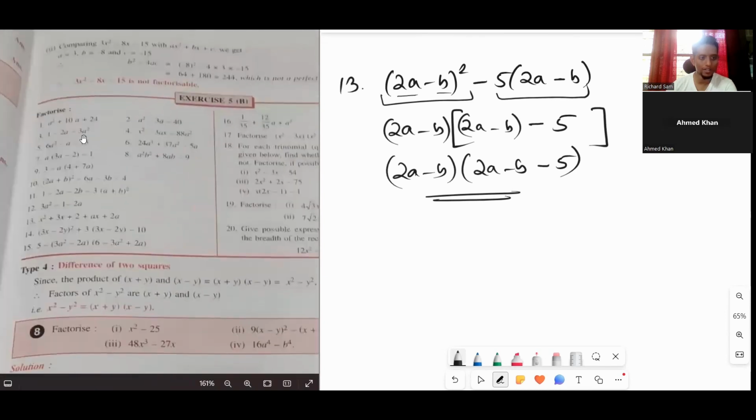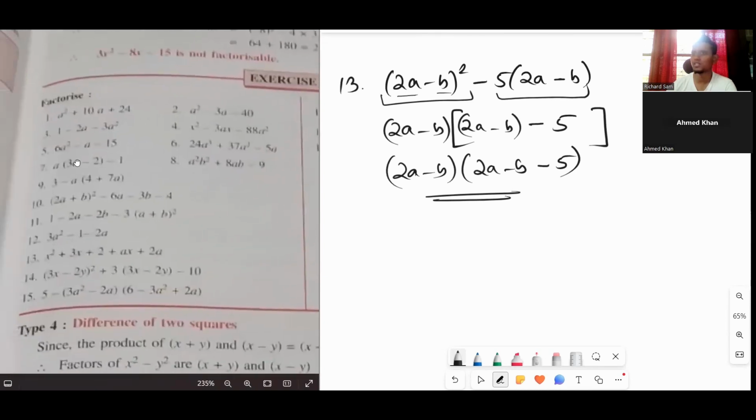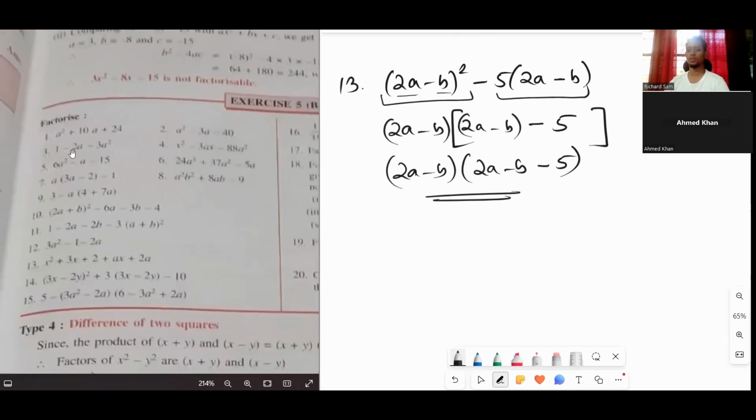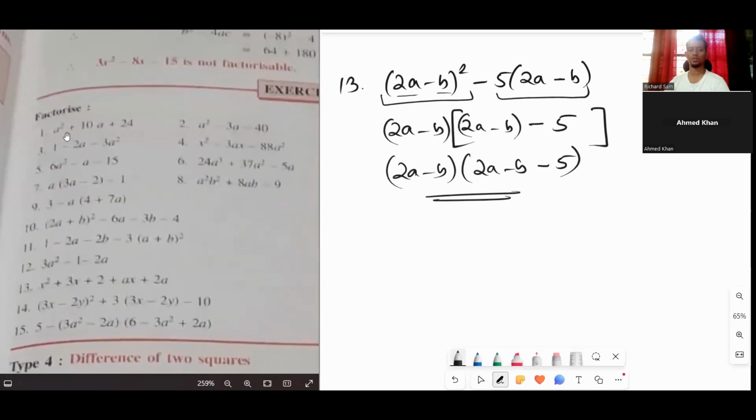Okay, let me explain to you trinomial. Now this, you know that sum and product thing? Okay, so then this will be easier for you. Okay, so we'll go to the next exercise 5b. I'm just going to do one or two sums, then I'll give you some homework. We can do another subject.